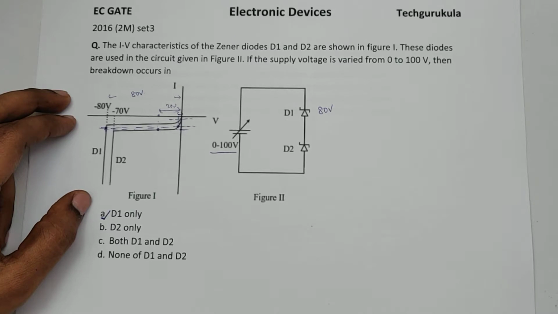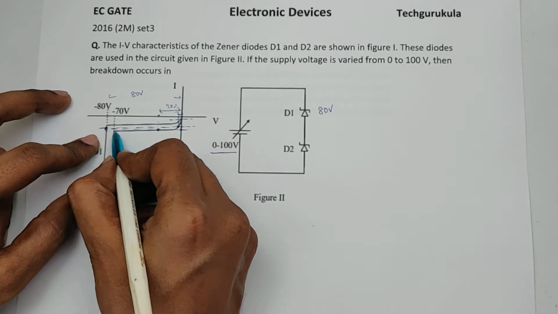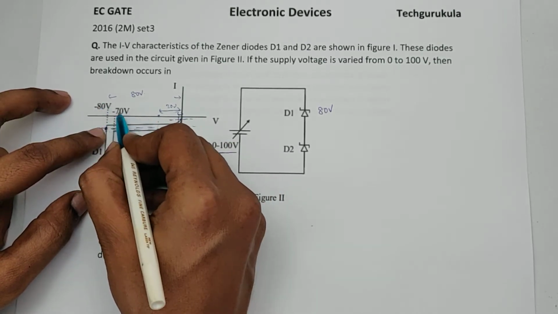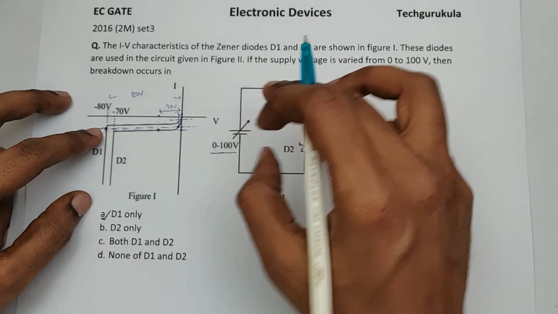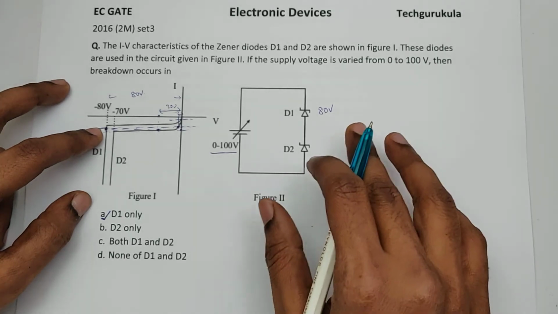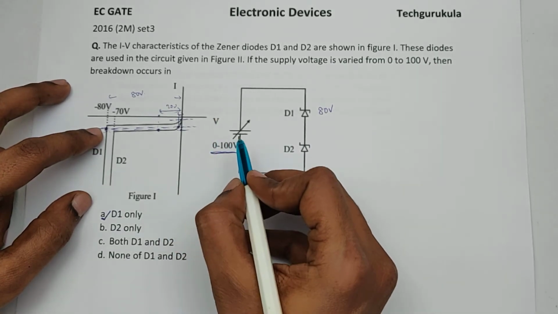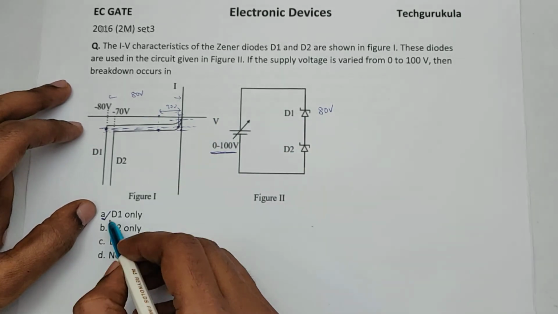In fact, you might ask, when would both of them enter breakdown, right? You can see here clearly that if the current is coming up to this, which means 150 volts, you have to apply 150 volts at least in reverse bias. So both will enter breakdown. But given the condition 0 to 100, as you increase, only one diode will enter into breakdown, that is D1 only.